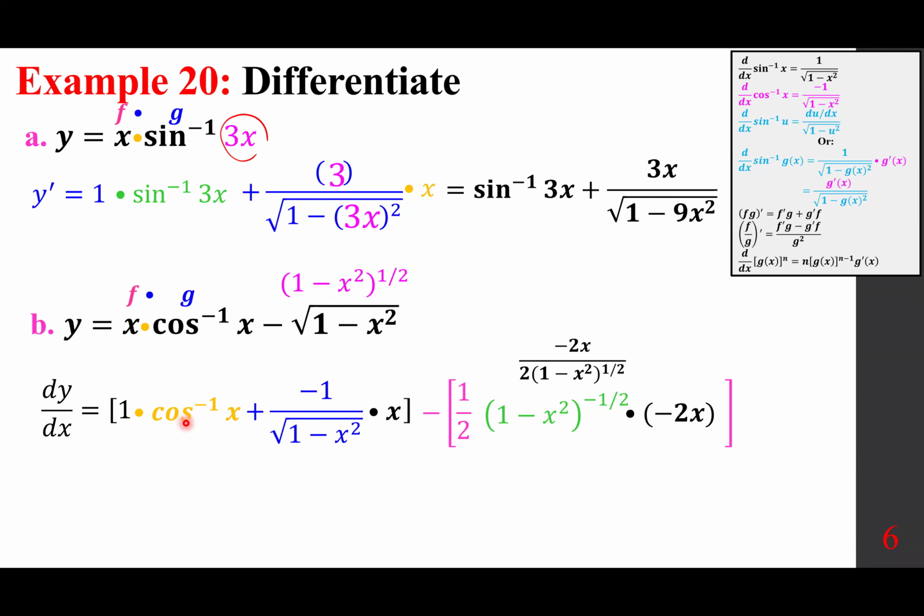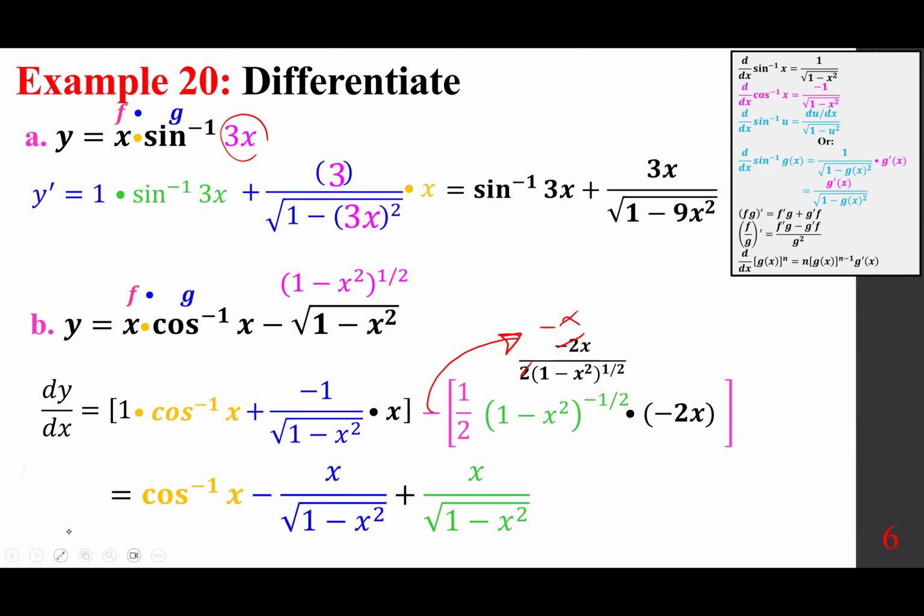Now, this one cancels out this one. You get minus x. Negative outside makes it positive. So we have cosine inverse minus x over square root of 1 minus x squared plus x over the same thing. This one is the same as this one, everybody.